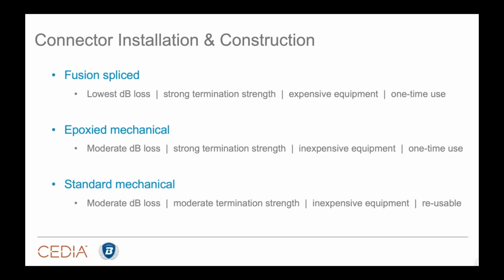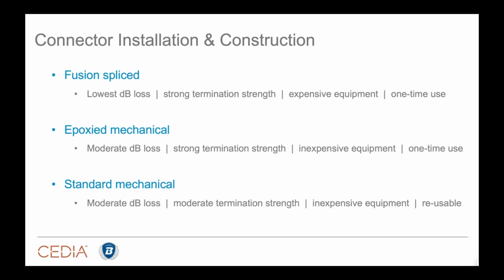Mechanical connectors operate a little differently. These have more moving components to the connector, so they might cost a little bit more, but the tools are a lot less. They terminate very, very quickly. Mechanical connectors are what we see typically in the AV industry. They do have a little bit more dB loss. So for example, a fusion splice connector might have 0.1 dB, whereas a mechanical connector is going to be 0.2 to 0.3 dB, pretty standard.